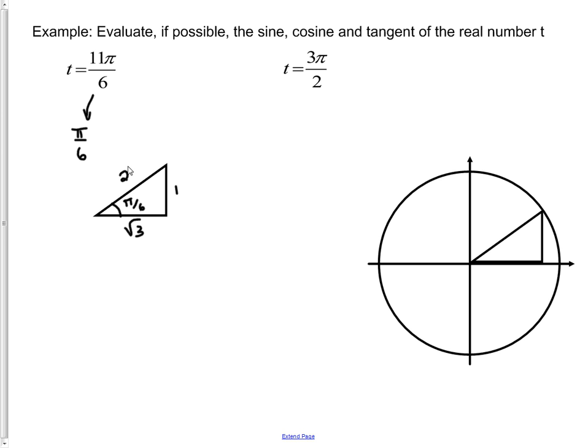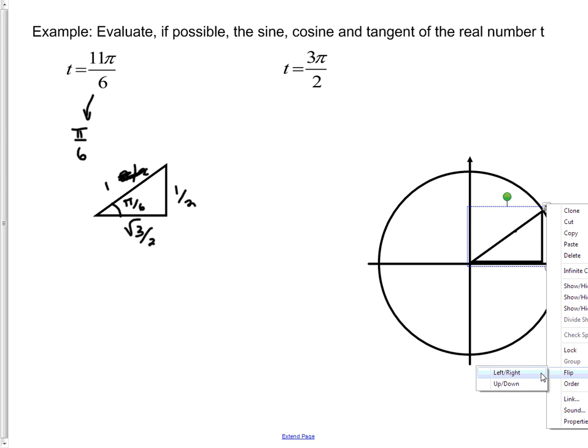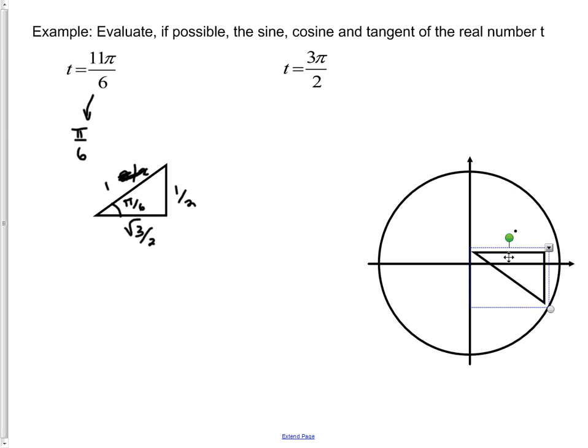Of course, because the hypotenuse is 2, I'm going to divide everything by 2 so that I have 1 as my hypotenuse. Now I know those are the ratios of the sides. But what's more, where do we find 11 pi over 6? Well, 11 pi over 6 is located in the fourth quadrant. I'm going to flip this guy over. We know this because when we put it over here, we have this angle of pi over 6 enclosed in this right triangle.